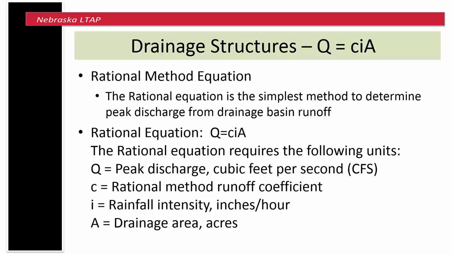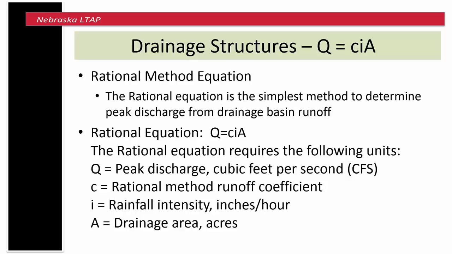The formula Q equals CIA is the rational method equation for determining peak discharge for a drainage structure. You may not be required to calculate a structure's peak discharge, but it is important that you know what it is and how it is determined. Q is the peak discharge a structure can handle.